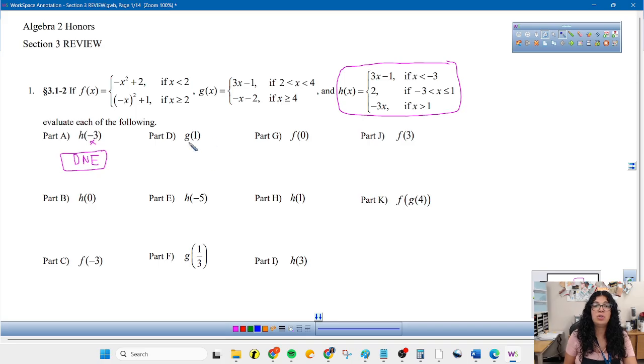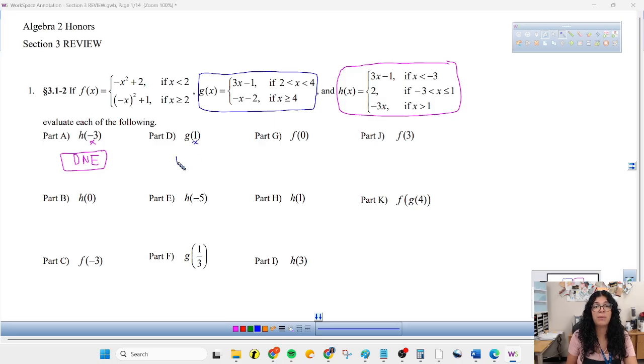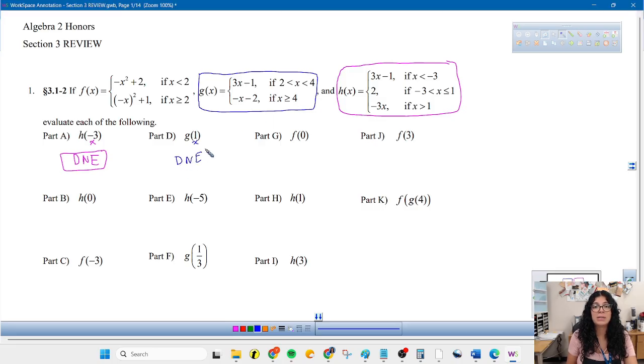The next one is g of 1. So I'm going to be using the function g for this one, and I'm plugging in the x value of 1. Again, matching where does that 1 fall into place? Is 1 in between 2 and 4? No. Is 1 greater than or equal to 4? No. So this is another example of does not exist. 1 is not a part of the domain for the function g. So that point does not exist.